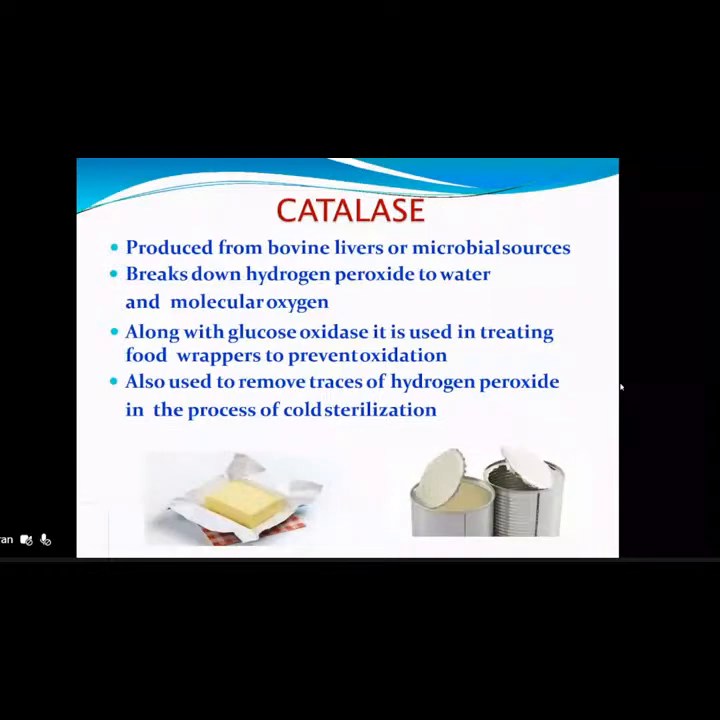Along with catalase, we can use glucose oxidase to prevent oxidation in food wrappers. When you wrap food items, oxidation forms, right? So in order to prevent oxidation, both catalase and glucose oxidase can be used in the food industry, mainly for packaging of food. It also removes hydrogen peroxide, even small amounts, by using these enzymes, right? Next slide, please.